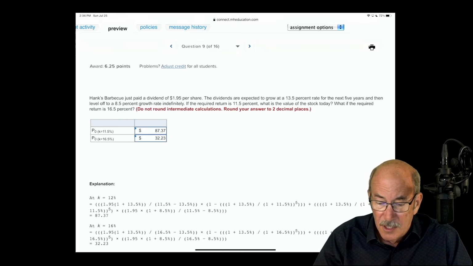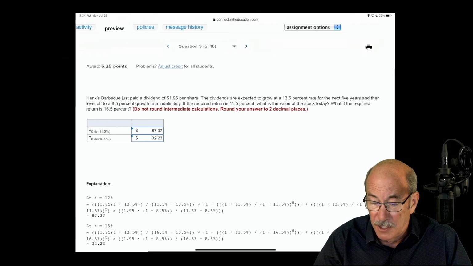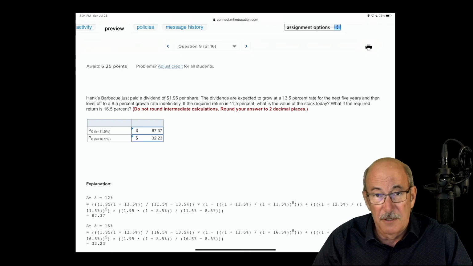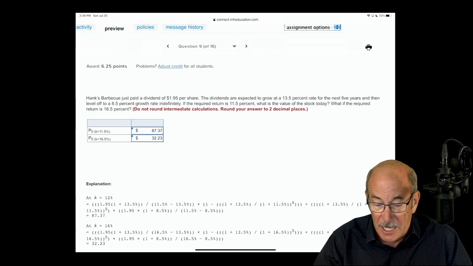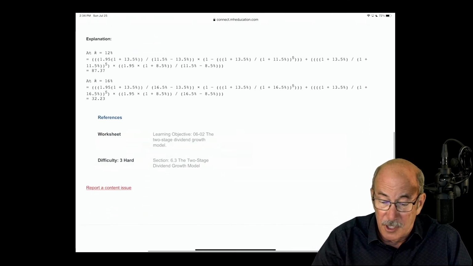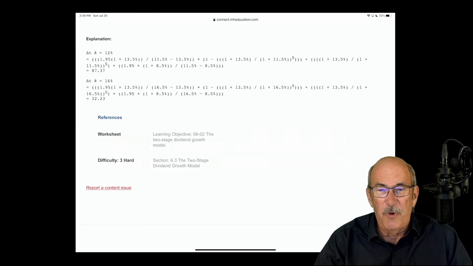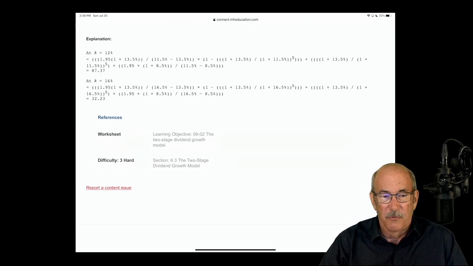So we've got they just paid a dividend. Dividends are expected to grow at 13.5% for the next 5 years. That immediately tells me we're dealing with a two-stage model. Level off at 8.5% indefinitely. I guess there's nothing different you'd have to do for one or the other, right? No. In fact, by the way, do you get to see this explanation once you've completed the problem? You do. Okay, good.